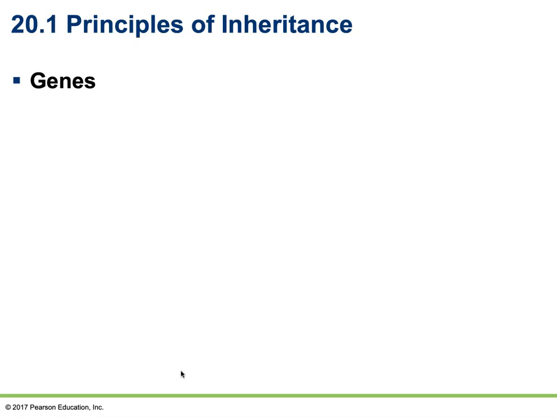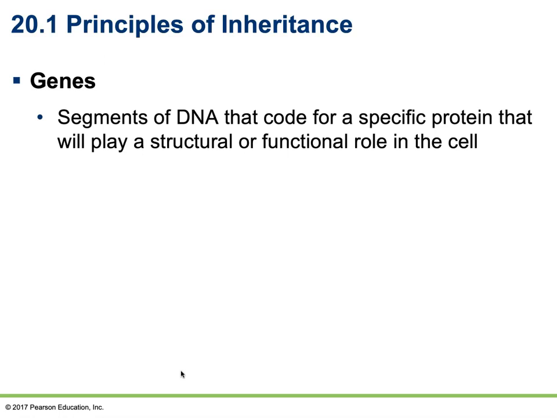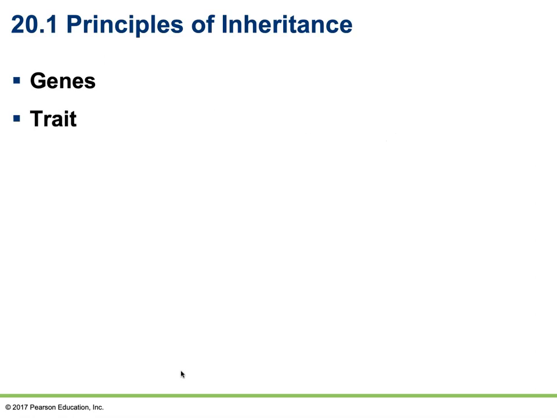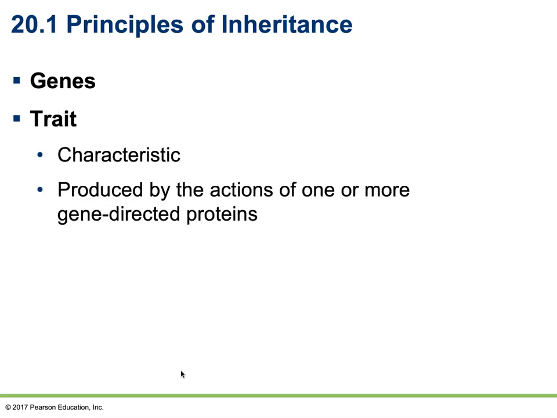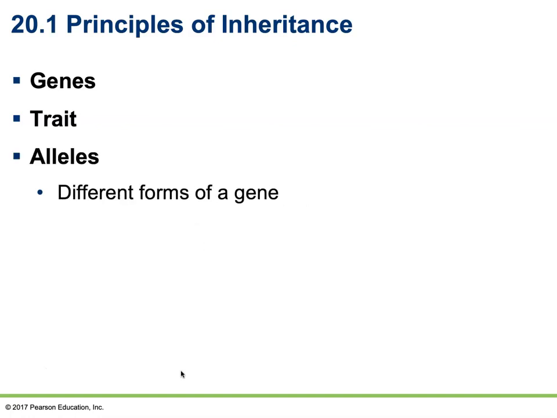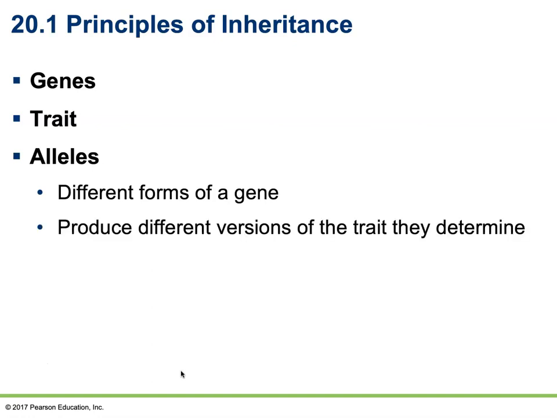genetic trait reappear. So genes are going to be segments of DNA that code for a specific protein that will play a structural or a functional role in the cell. A trait is simply a characteristic that we can observe, produced by the actions of one or more gene-directed proteins. Alleles are going to be different forms of a gene. They produce different versions of the trait that they determine.